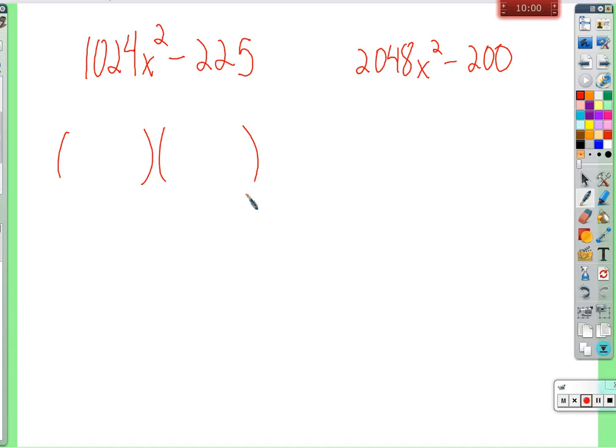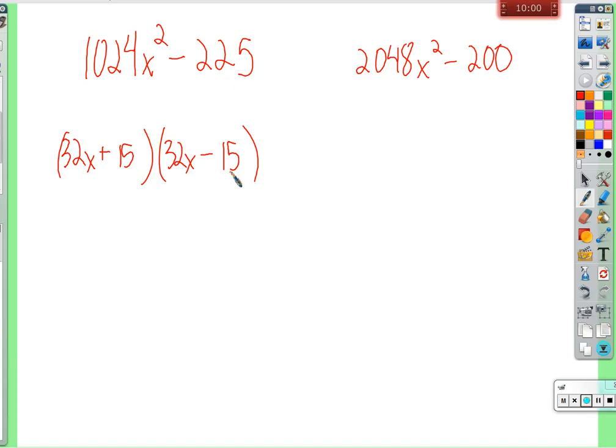1,024. Did you find that number? 32x. And 32x, they multiply together to make 1,024x squared. And you should be able to do a plus and minus the same number that multiplies to 25. What's that number? 5.